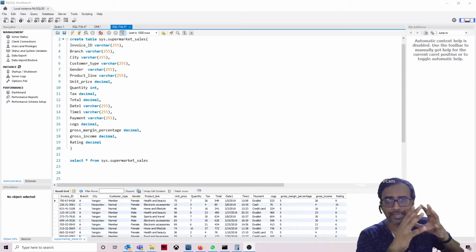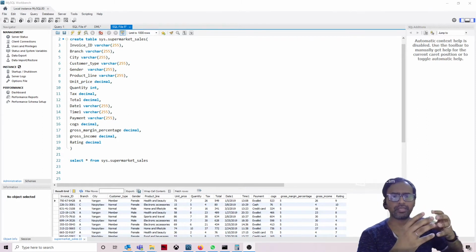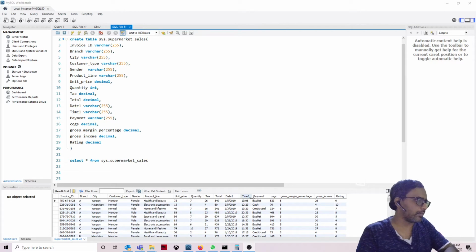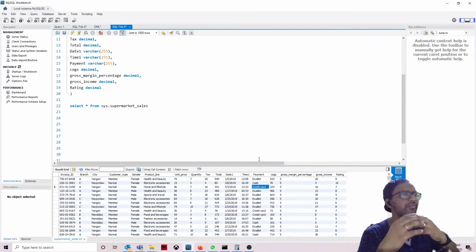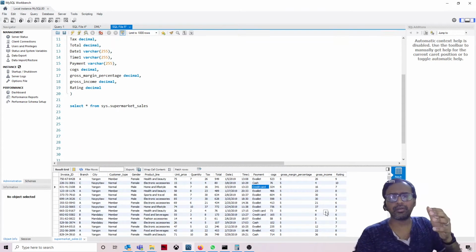Hello everyone. In this video, we'll try to understand how a typical group by works with a simple question. The question is, what are the frequent payment modes? We have different payment modes: e-wallet, cash, and credit card. These are the three different payment modes. I just wanted to understand what the frequent payment modes are, so maybe based on that, I can take some action, right?